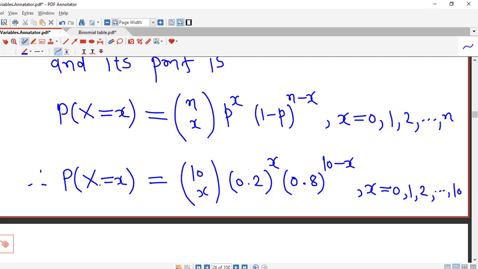So this gives me the probability of x successes among 10 lines, and success is the event that a telephone line is busy. So this gives me the probability of x telephone lines which are busy. Using this probability mass function we can decide the probability of x telephone lines which are busy.